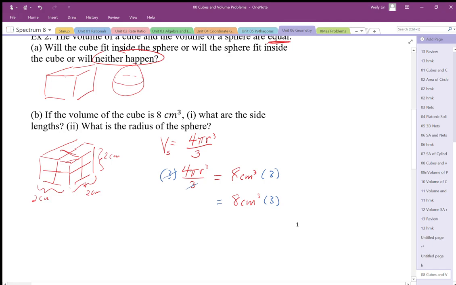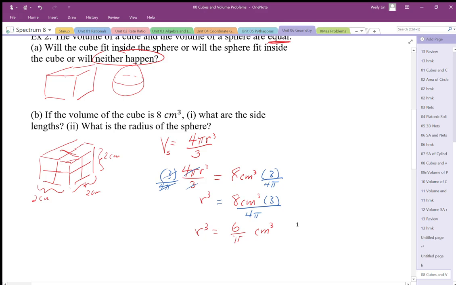I want to get rid of the times by 4 pi, so I need to divide by 4 pi. Those are going to cancel, and the 4 pi is going to end up on the bottom here. So what's left on the left hand side here? I'm just left with r cubed. Then I'm going to simplify that before I do another step. I don't want to do too many steps at once. 8 divided by 4 times 3 is 6 over pi, and that's centimeters cubed.